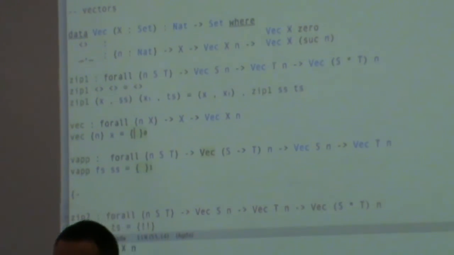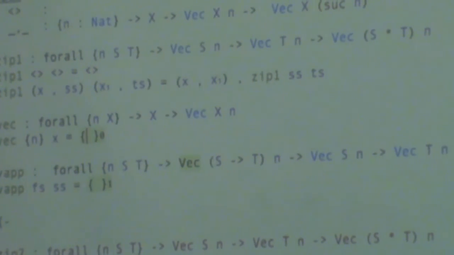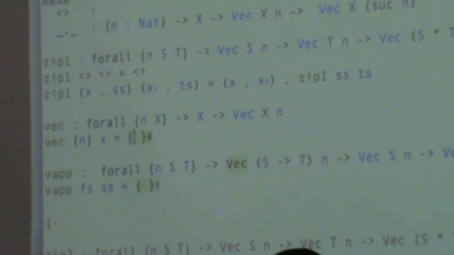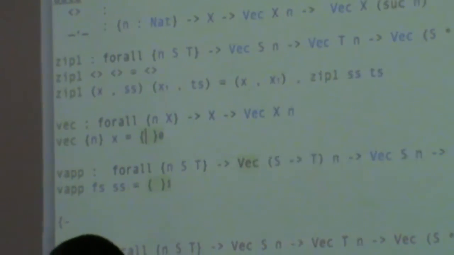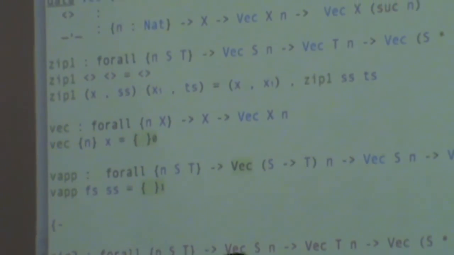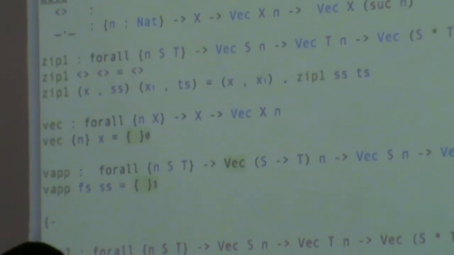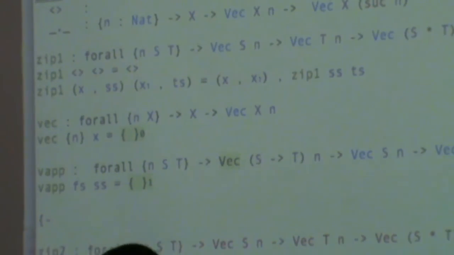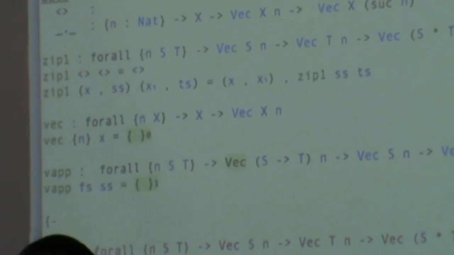Here are a couple of useful vector gadgets just to get used to things. And they'll show up time and time again. The first one just says, if you've got an element and you want to make a vector of copies of that element, how do you do it?